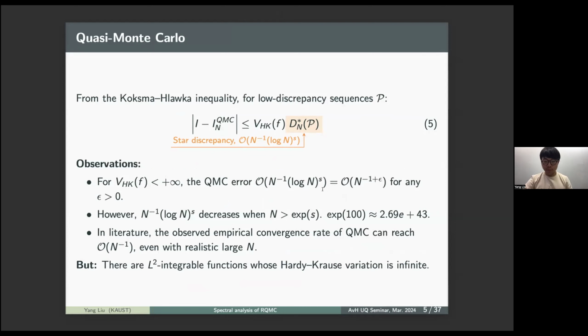If we just look at this formula, then we have an issue when the dimension is large, because this n to the -1 times log n to the s only decreases when n is large enough. But the observed empirical convergence rate can reach n to the minus 1, even with a realistic large n. And the reason is that sometimes you have a small effective dimension. But this is not the topic that we'll discuss today. We'll discuss that there are some L2 functions whose Hardy-Krause variation is infinite. In that case, the Koksma-Hlawka inequality fails to be informative.